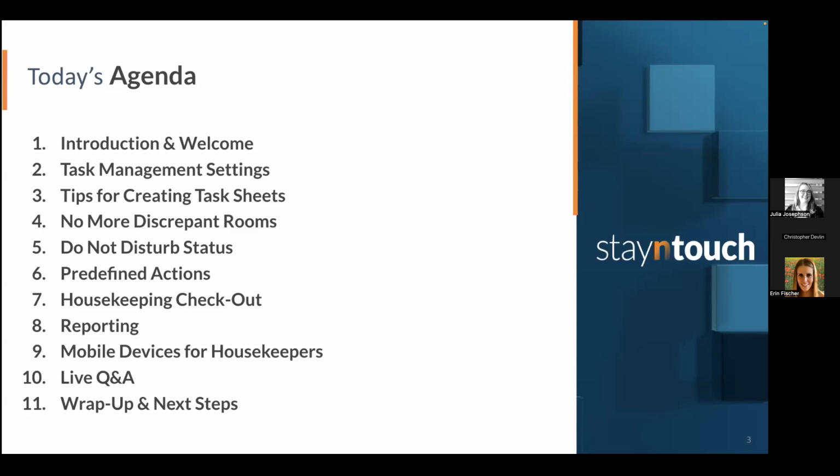On the agenda today, we're going to go through task management settings, tips for creating task sheets, discrepant room functionality, do not disturb status, our new predefined actions feature, which is pretty cool and very helpful for housekeeping, housekeeping checkouts, reporting, using mobile devices for housekeepers, and then any questions that seem applicable to everybody. Chris will bring those up at the end, so you could, again, put those in the question box if you want to. If they are a little more niche or specific, he'll probably just respond to you directly. And then at the end, we'll wrap up.